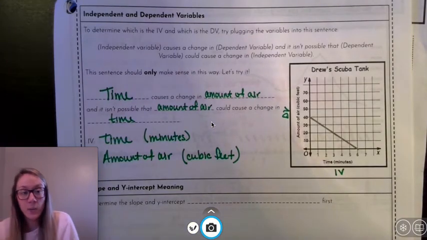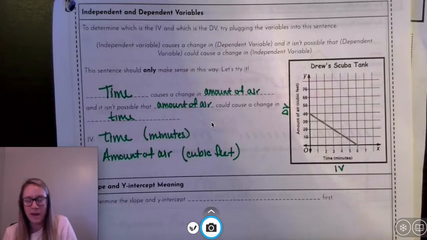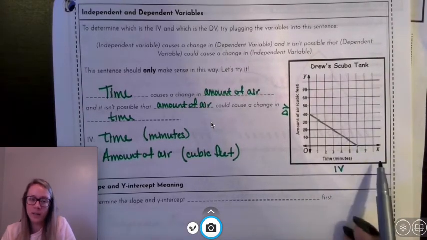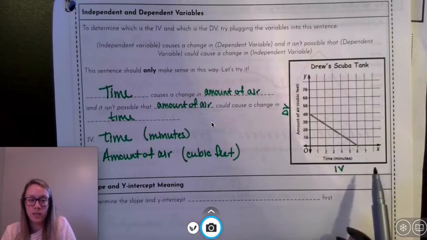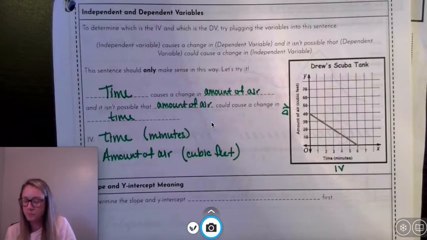When we're looking at real world graphs, or even when you're in biology and doing graphs, your independent variable is always going to be your x-axis. It's always going to be the horizontal one that's independent, and then dependent is on the side.